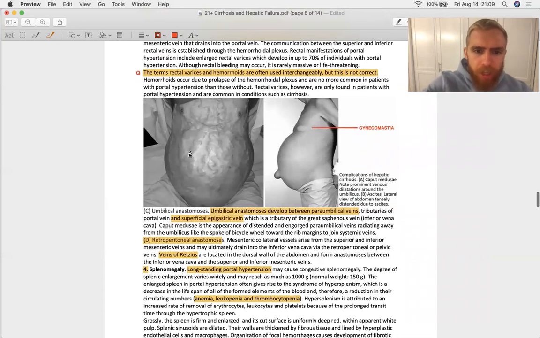Here we're looking at an umbilical anastomosis. This is your caput medusa. And Medusa is a really interesting fictional character. She's got a head full of snakes, and Perseus is the hero that slays Medusa and cuts off her head.